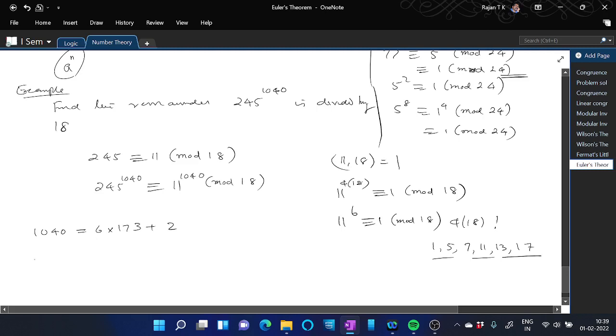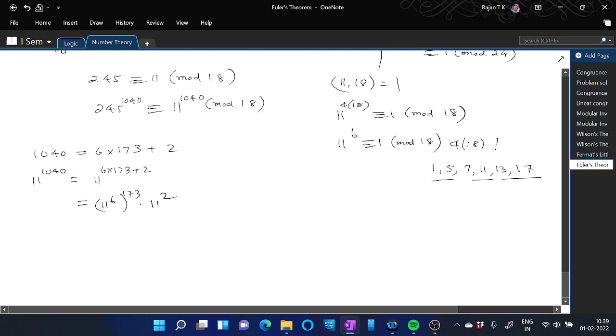and therefore 11 raised to 1040 you can write as 11 raised to 6 into 173 plus 2, which you can write as 11 raised to 6 raised to 173 into 11 square, and 11 raised to 6 is congruent to 1 mod 18, so 1 into 11 square mod 18, and this is actually congruent to 13 mod 18. 11 square is 121, if you divide, you can see that it leaves the remainder 13, so this is congruent to 13 mod 18.